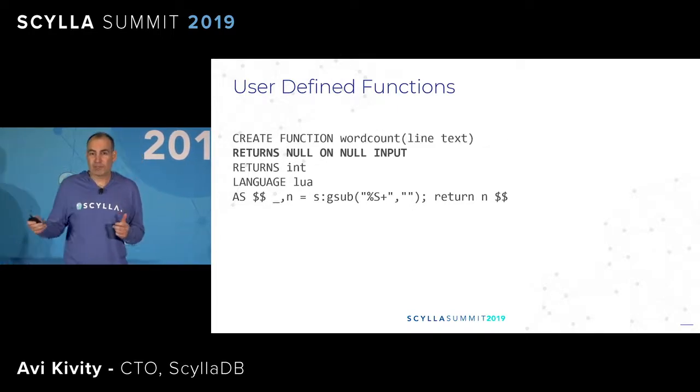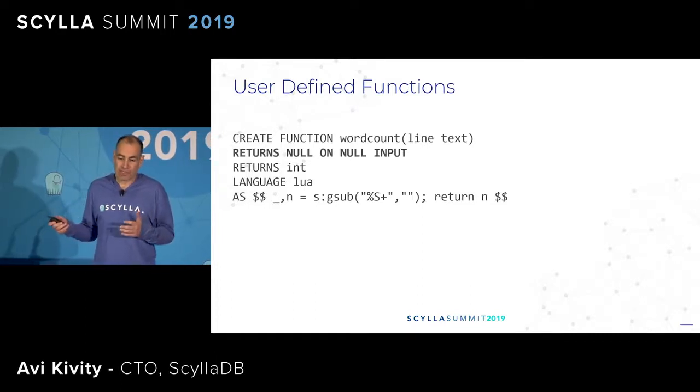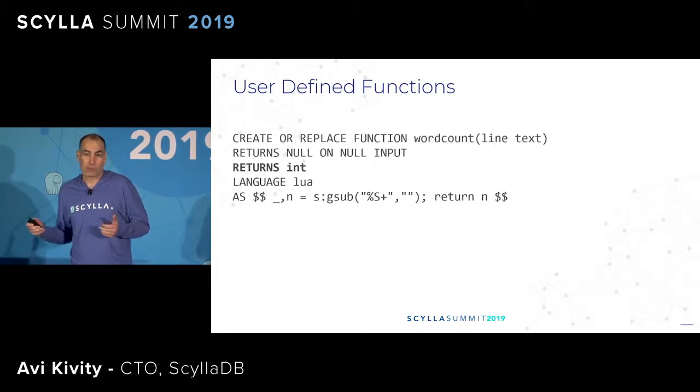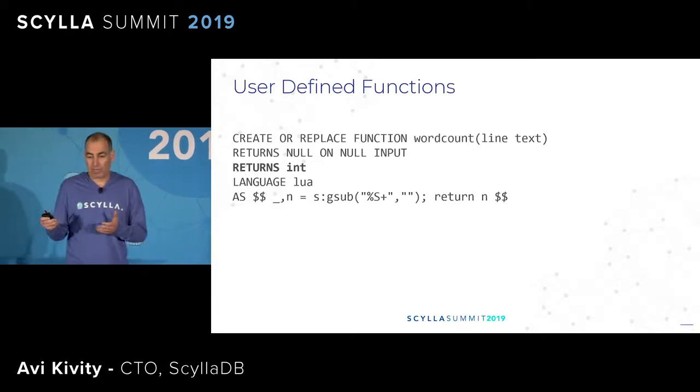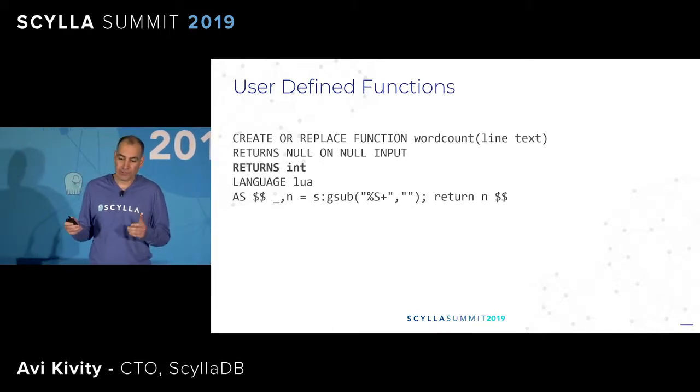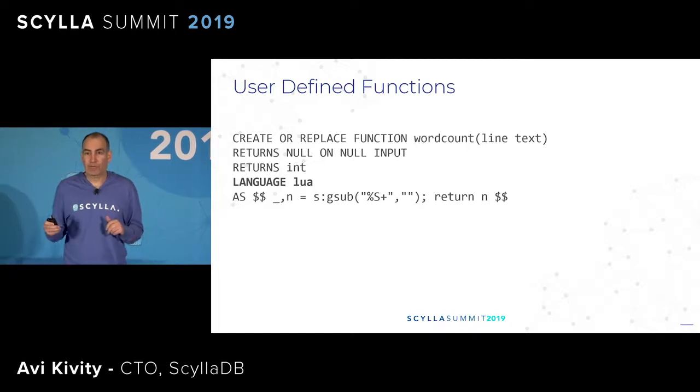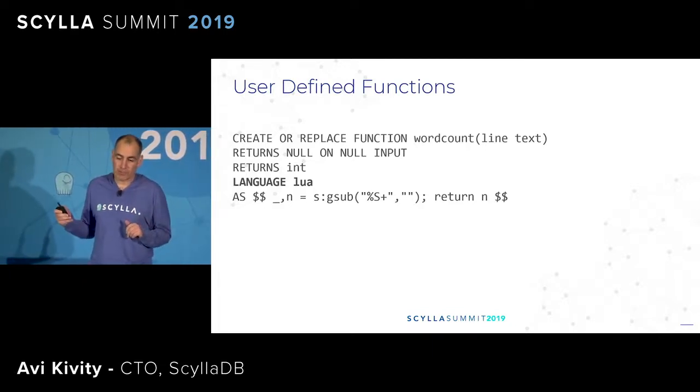Databases are strong on nulls, so you have to say what happens if you receive a null input. You might want to process the null and do something special with it, but usually a null means that there is no data for that particular record, so you can just skip it and the entire function will return null. Like most strongly typed languages, you also have to declare the return type of the function. So here we are counting the number of words in the line of text, and that number is an integer. And the language that we chose to implement for user-defined functions is Lua, and I will explain why later.